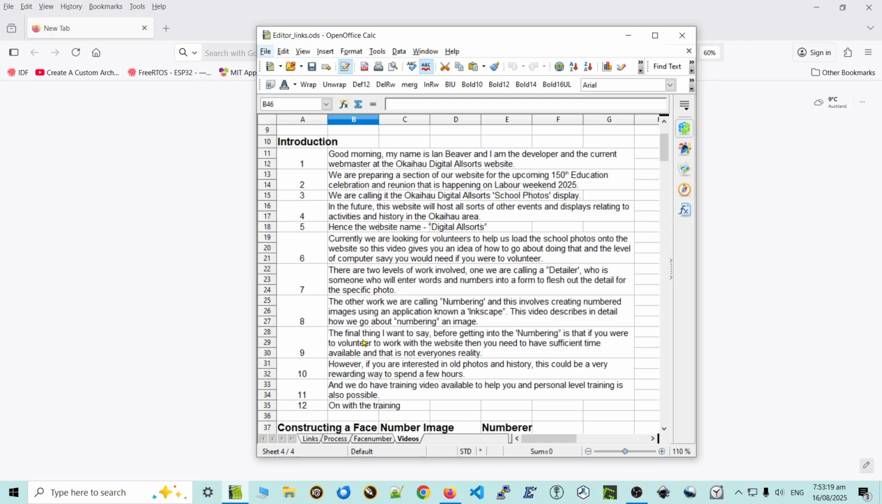Right, the next video will be called Constructing a Face Number Image, and shows us how to go about actually creating a face number image.